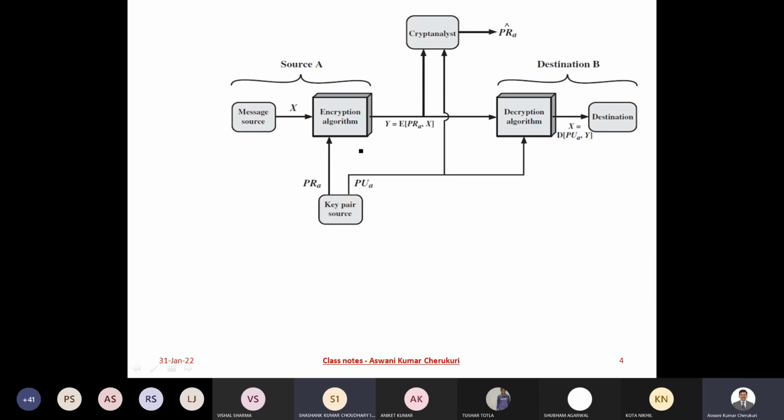Now, if you notice, uh, if you notice, the scheme here is we are going to use for encryption algorithm. One minute. Give me a moment. This is not the diagram.